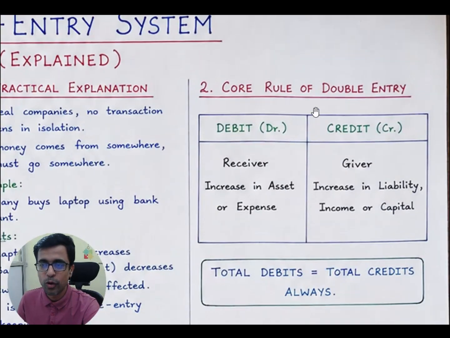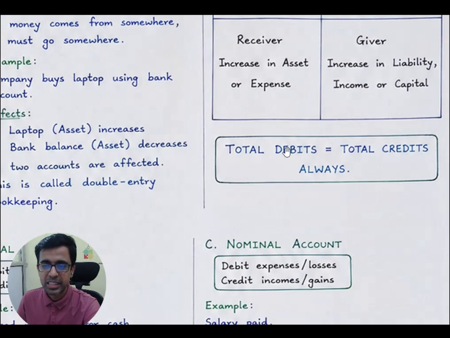Now we will see the core rule of double entry. One account will be debited and one will be credited. So the receiver is an increase in asset or expense, the giver is an increase in liability, income or capital. Therefore, total debit will always be equal to total credit.